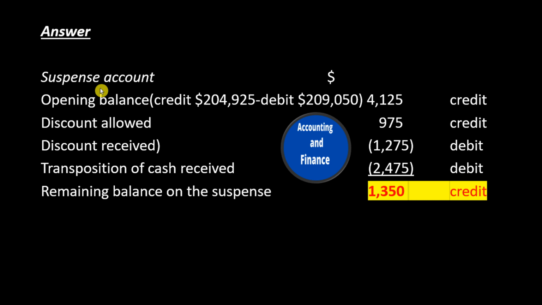Answer. Suspense account. Opening balance. Credit $204,925 minus debit $209,050. Total $4,125 credit. Discount allowed $975 credit. Discount received minus $1,275 debit. Transposition of cash received $2,475 debit. Remaining balance on the suspense $1,350 credit.